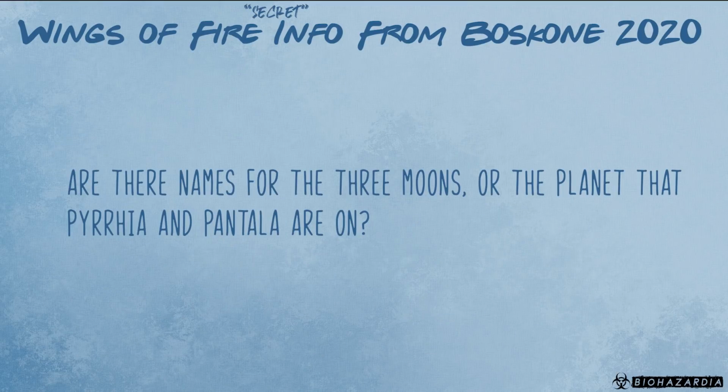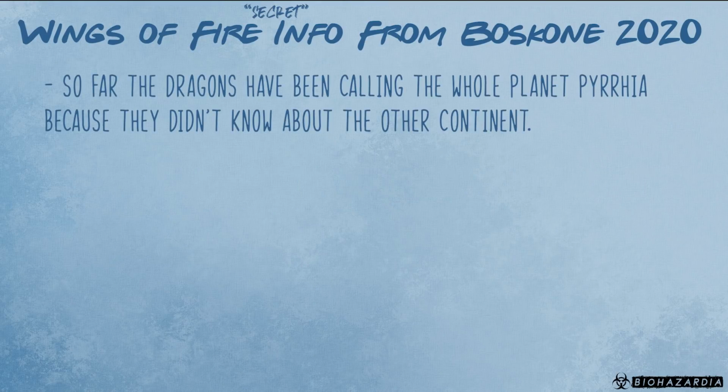Are there names to any of the three moons or the planet that Pyrrhia and Pantala are on? Tui said that with the name of the planet, they've just been calling the whole planet Pyrrhia since they thought that the whole continent was the whole world.